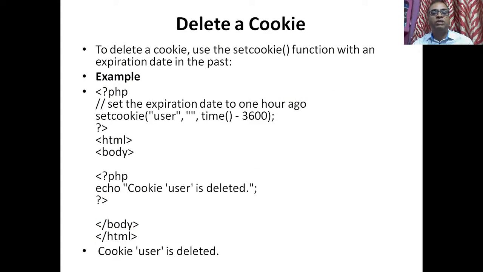When we want to delete the cookie, we use the setcookie function with the expiry date in the past. That means user and time minus 3600, which means I'm going back one hour, so it is not going to hold any value. So the cookie is deleted, and then the message that the user cookie is deleted is supposed to be displayed.